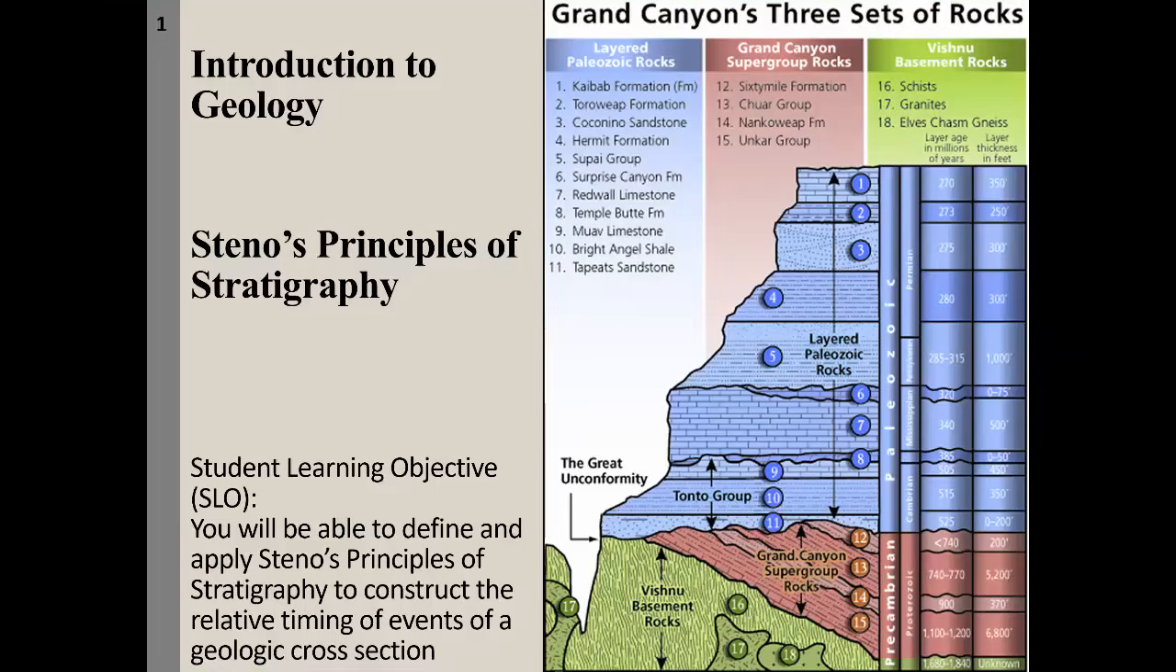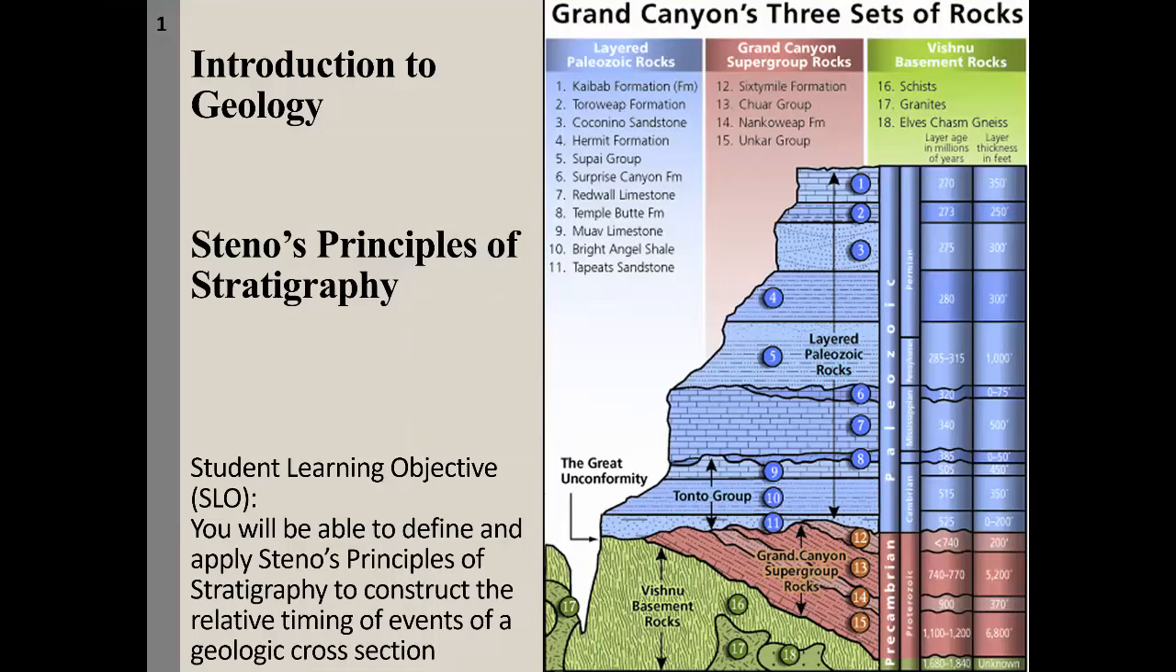Hey y'all, how's it going? Introduction to Geology here, Carlton Mueller, and today we're going to be talking about Steno's principles of stratigraphy, also known as Steno's laws. You might think of these as the laws of geology or the rock laws, whatever you want to call them, but these are kind of going to be introductory, and we're going to be using those principles of stratigraphy to perform a geologic cross-section analysis, right?